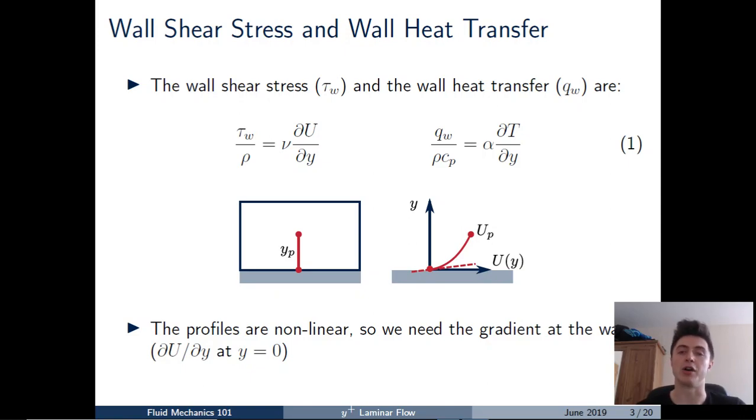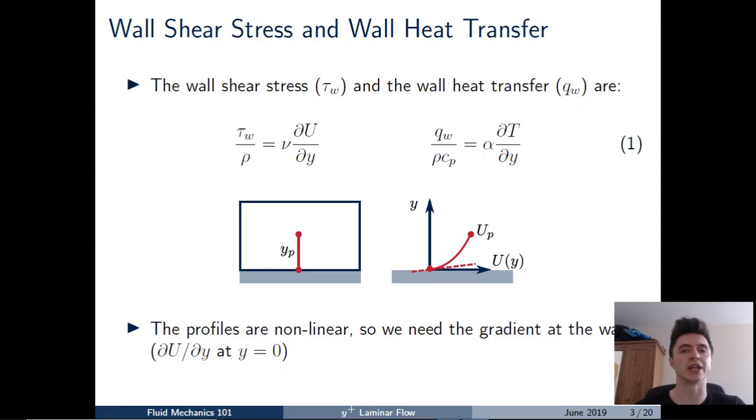Now, if we think about how our velocity and temperature profiles vary in a general flow scenario, as we see in the diagram, we remember that the velocity profile near the wall is non-linear, and so of course that means that its gradient is varying in space. In order to calculate the wall shear stress, we take the velocity gradient at the wall, which is given by the red dotted line in the diagram there. And the same occurs for the wall heat transfer, where we take the gradient of the temperature at the wall. These are fundamental equations that allow us to calculate the wall shear stress and the wall heat transfer in any flow scenario if we know the velocity and temperature profiles.